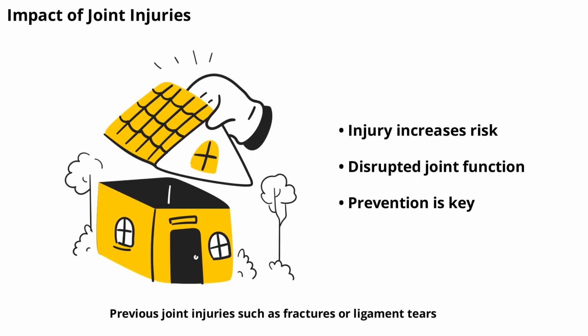Previous joint injuries, such as fractures or ligament tears, can increase the risk of developing osteoarthritis in the affected joint. These injuries may disrupt the normal structure and function of the joint, making it more vulnerable to cartilage breakdown over time. Protecting joints from injury is important for long-term joint health.